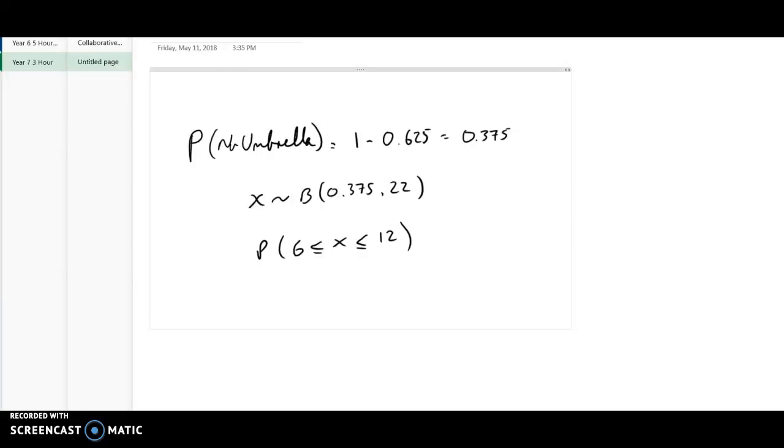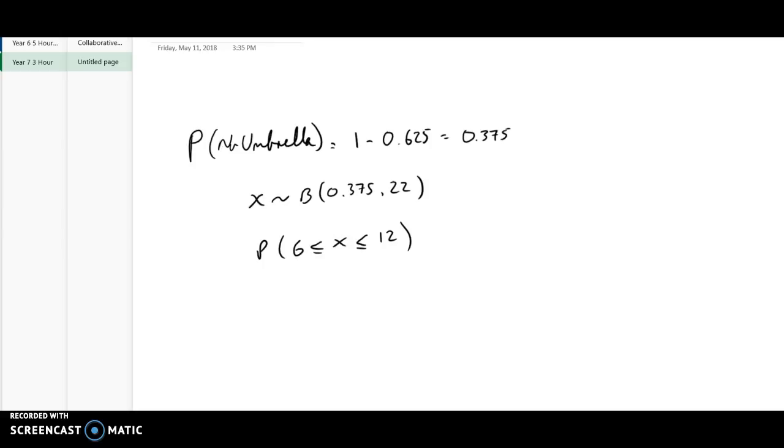Right, so the probability that Thomas brings an umbrella is 0.625, which you've worked out in part A. The probability he doesn't bring an umbrella must be 1 minus 0.625, so 0.375. Now, he either takes it or he doesn't. So regardless of the sun and all the rest of it, he's either got his umbrella or he hasn't. And that's going to happen every day for 22 days.